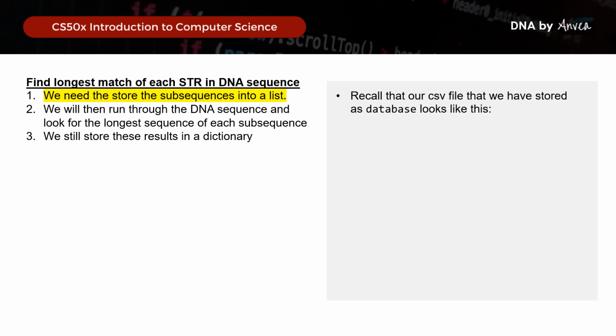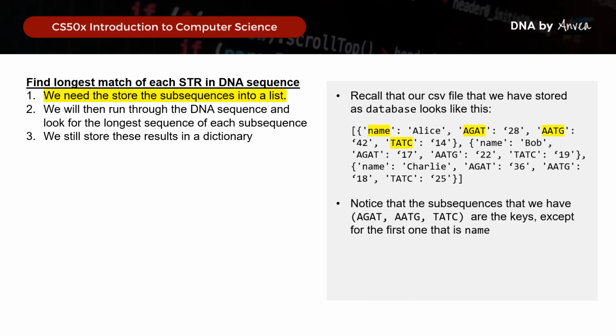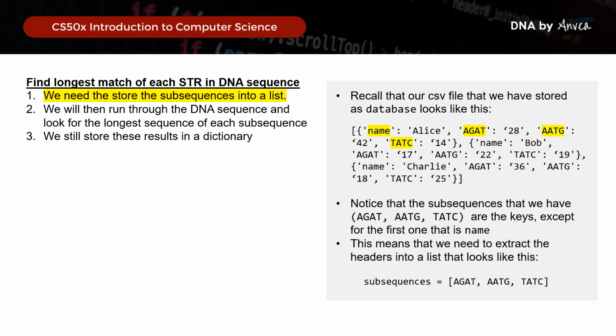Recall that for our CSV file, we've stored it into database, and it looks like this, where the first column will be the name, followed by the STRs that we are looking for. So what this means is that we need to extract the headers into a list that will look like this. From the database, you can see that the headers we have will be name, AGAT, AATG, and TATC. But at the end of the day, the subsequences list that we want to extract should only contain the STRs that we're looking at. So it will exclude name, and it should contain AGAT, AATG, and TATC.